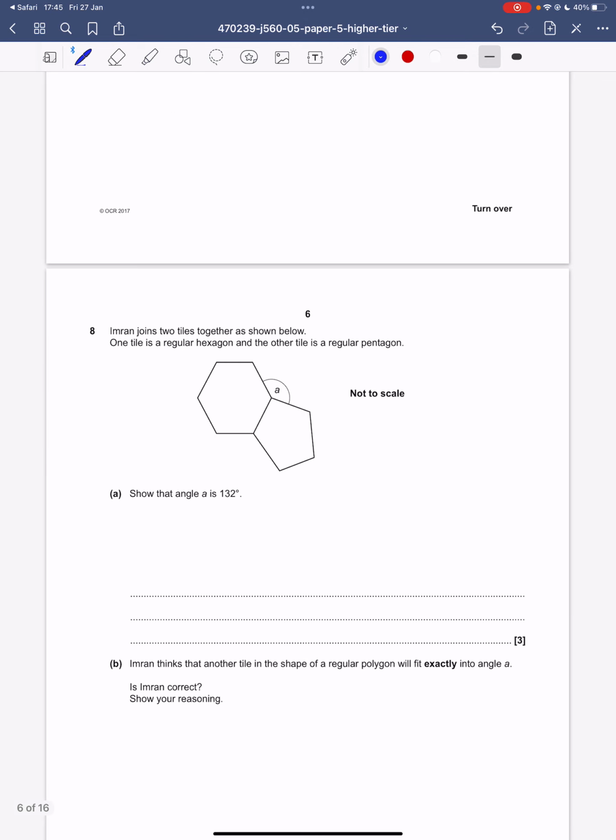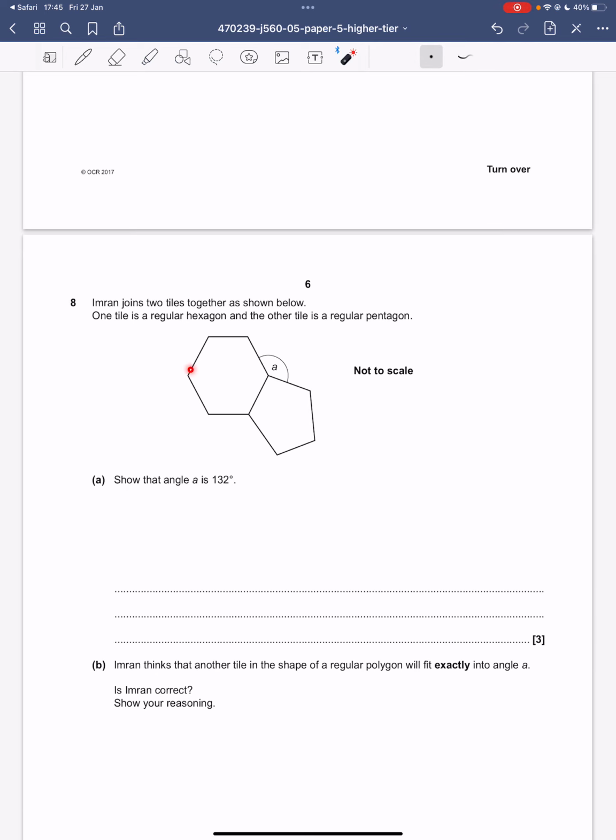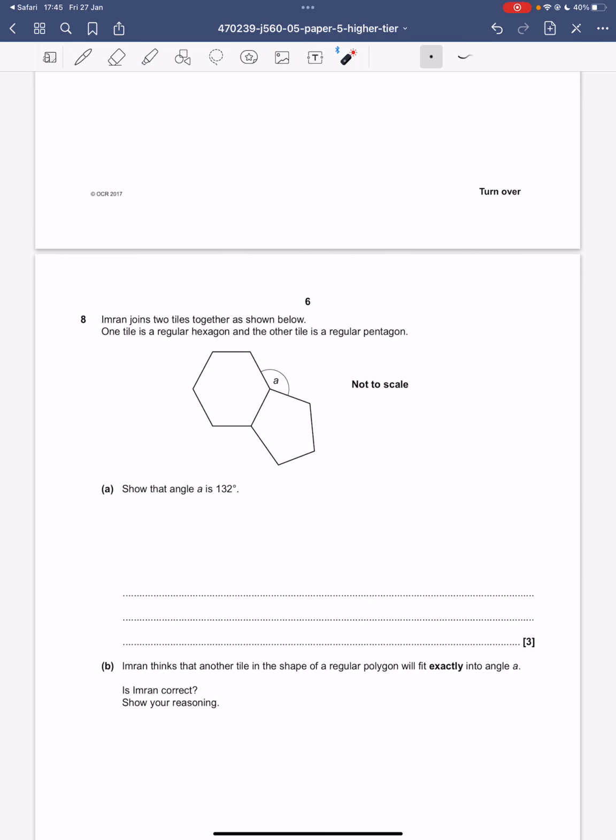Imran joins 2 tiles together as shown below. One tile is a regular hexagon, that's the 6-sided shape here: 1, 2, 3, 4, 5, 6. And the other is a pentagon: 1, 2, 3, 4, 5. That's 5. Show that angle A is 132. Right, regular. They both say regular. I like that.